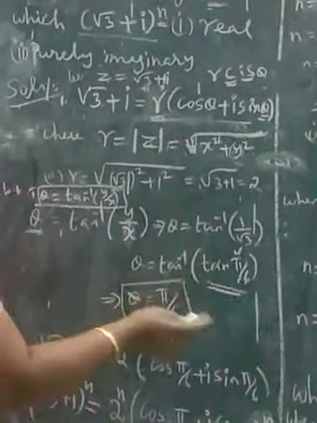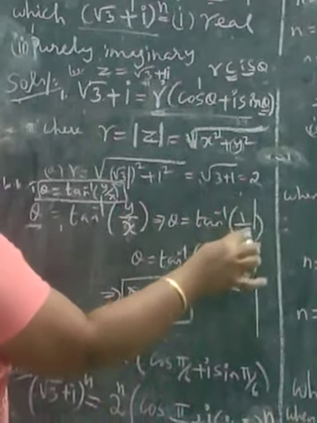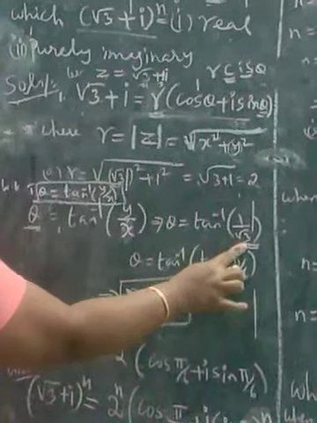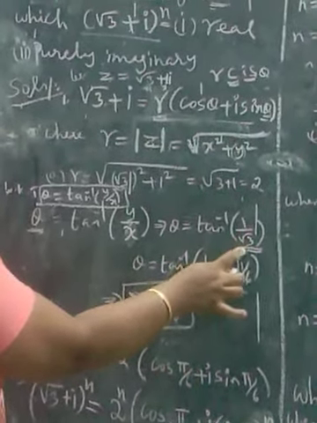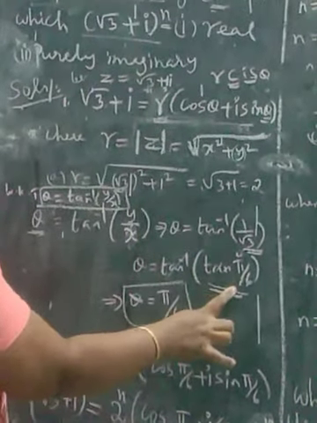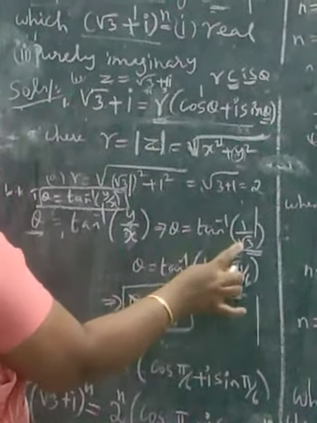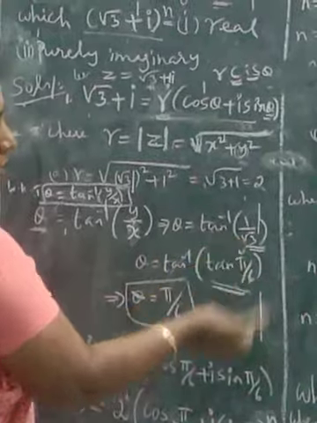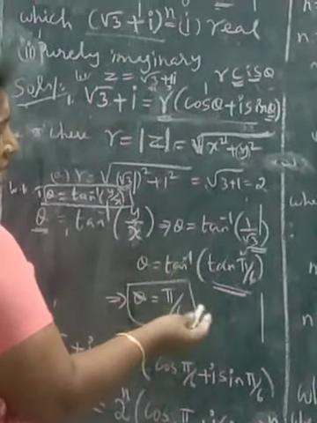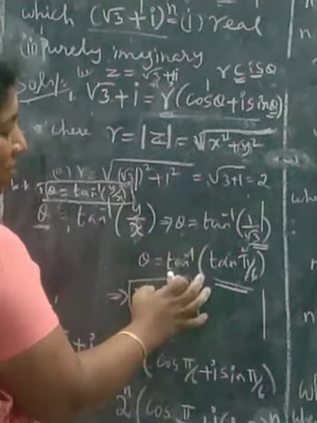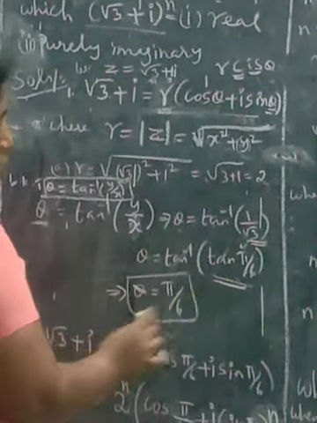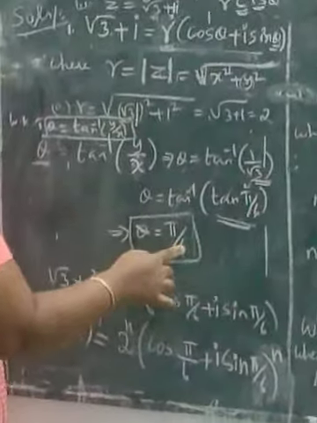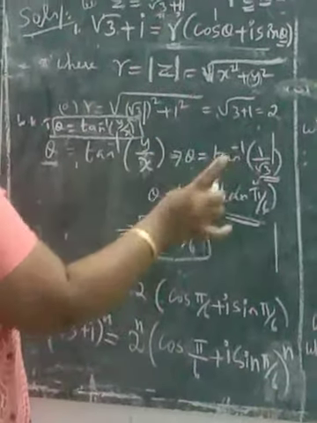Now theta equals, what value of tan gives 1 by root 3? Do you know the trigonometric table? Just to recall, what value of theta gives tan theta equal to 1 by root 3? Tan pi by 6. Yes, tan pi by 6 is equal to 1 by root 3. So now tan inverse and tan cancel, as in the formula from 11th standard. Theta is equal to pi by 6. So argument theta equals pi by 6 and modulus equals 2.